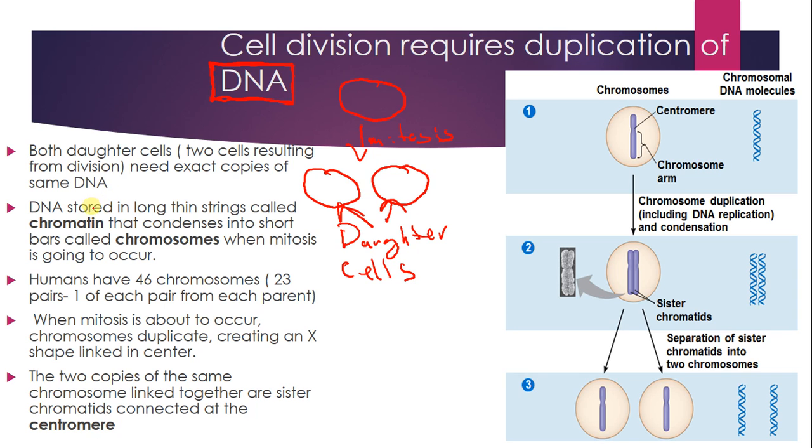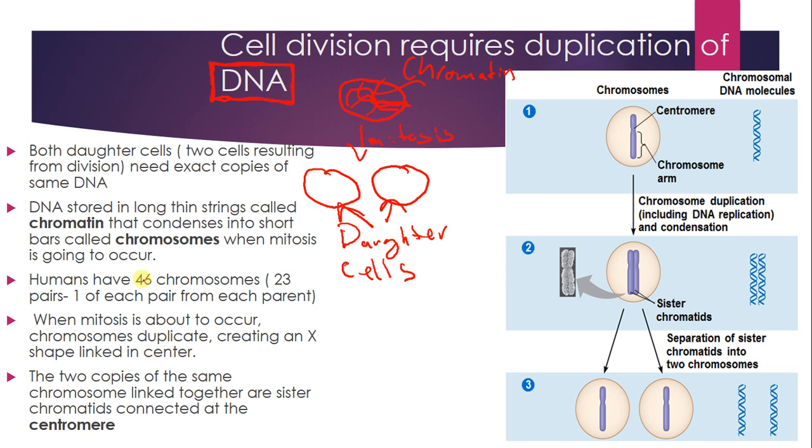DNA is stored in long, thin strings called chromatin, and then condenses into short bars called chromosomes when mitosis is going to occur. So normally, when your cells are not dividing, the DNA on the inside looks just like long strings, like that, and that's called chromatin. Only when the cell is ready to divide do they condense into chromosomes that look like this, like long sticks or bars.